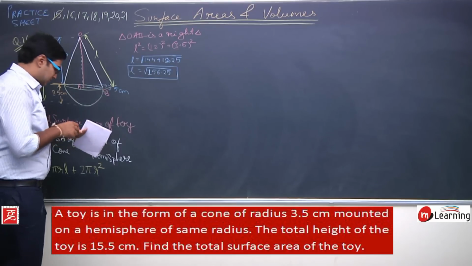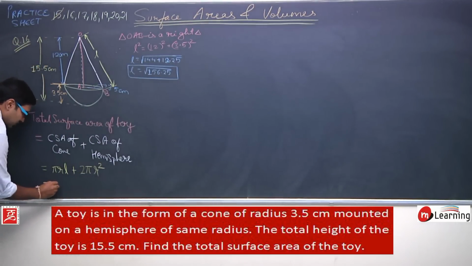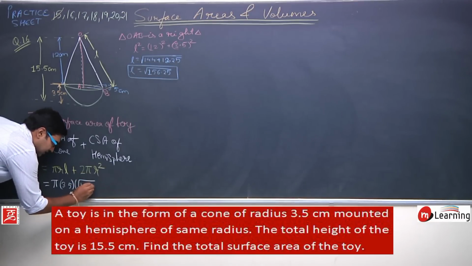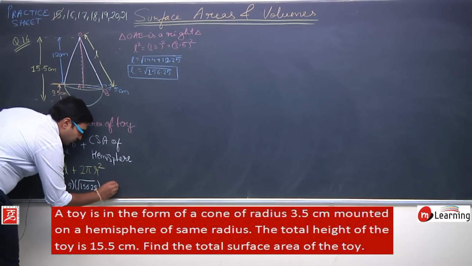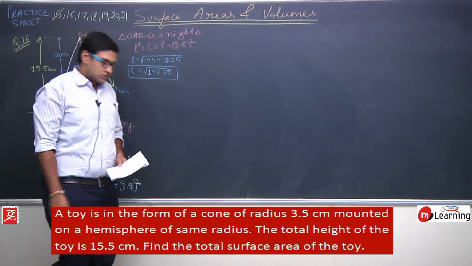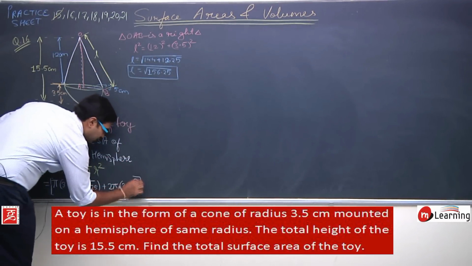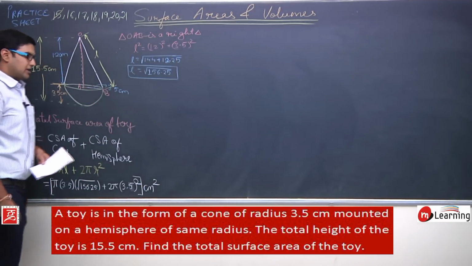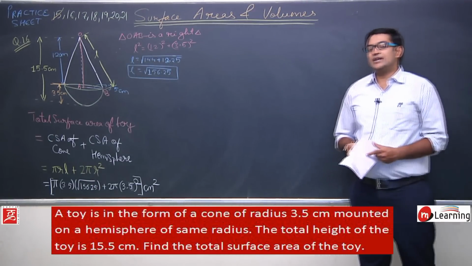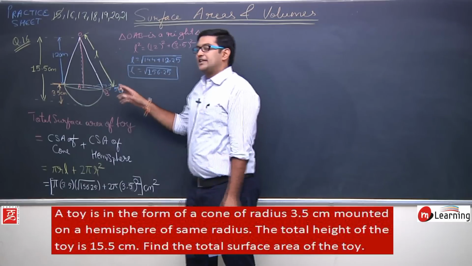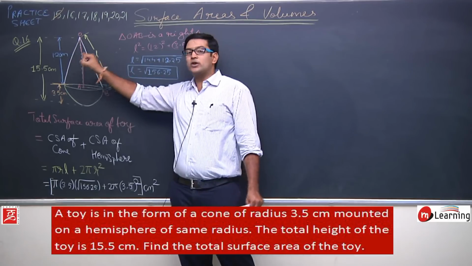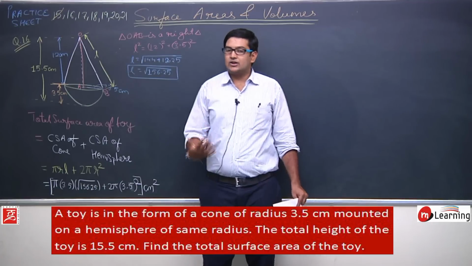Now we have the value of radius. So what we are going to do is just substitute the values. So pi into radius 3.5 into the square root of 156.25 plus 2 times pi into radius 3.5 square. This is the total surface area of this toy in centimeters square. Just try to understand the concept. Here the total surface area of the toy needs to be calculated, but still I have calculated only the curved surface area of cone and the curved surface area of hemisphere, and the reason I have already told you.